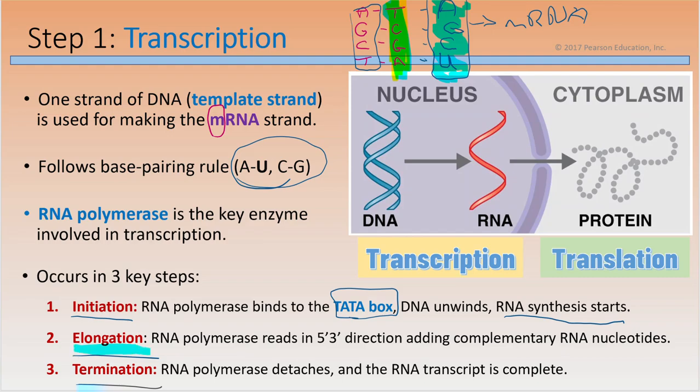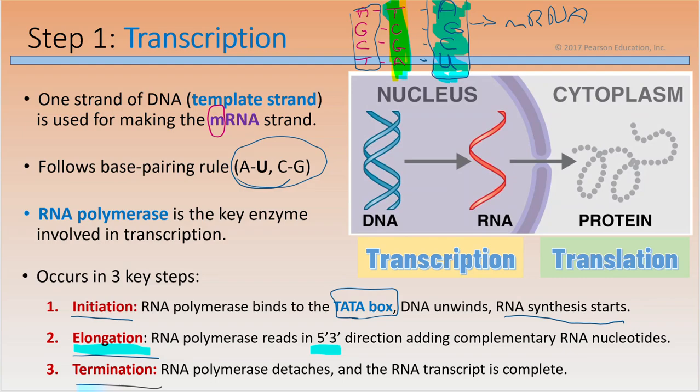Elongation is the process of continuously adding those nucleotide bases until you reach the end of that gene. Okay, and the RNA polymerase will always read in a 5-3 direction. This is similar to what you looked at when you're looking at DNA synthesis. Remember that there is a 5-3 and a 3-5 direction on DNA, and reading is done in one direction. RNA polymerase always reads in the 5-3 direction as it goes adding those complementary RNA nucleotides.